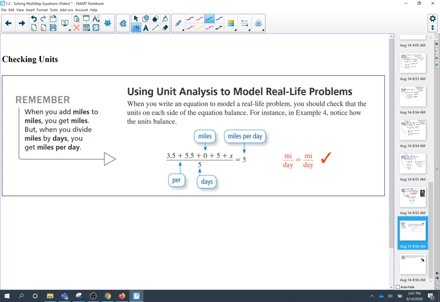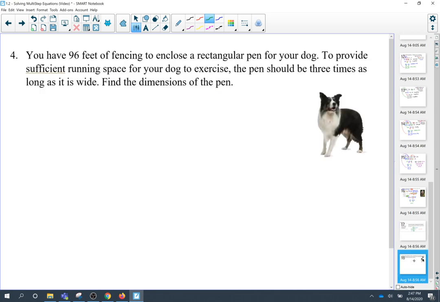So in the numerator, we had all of our miles, 3.5 miles, 5.5 miles, etc. And then in the denominator, we had 5 days, because that's how many days of miles we were adding up. So our answer was in miles per day, and the per is the division, or the division sign. So they kind of lined up. Now, keeping that in mind, we're going to try our last example. So, last example, number 4.